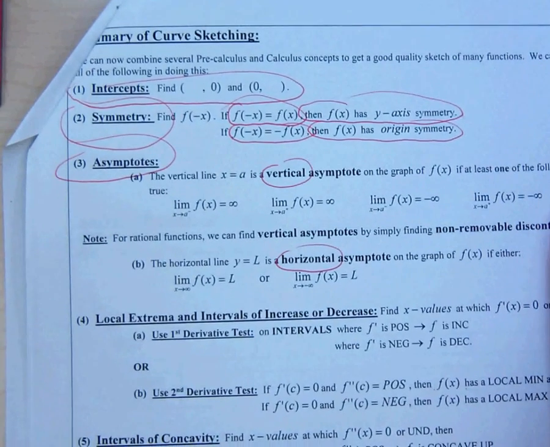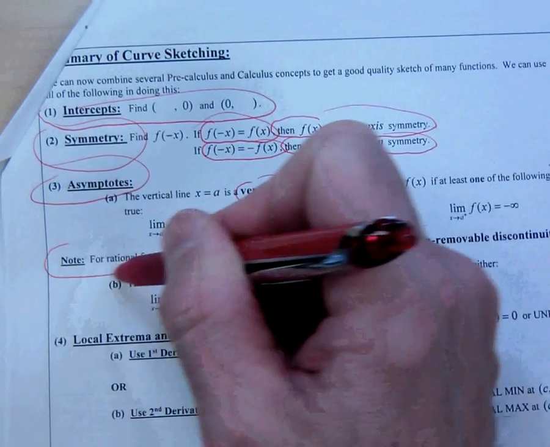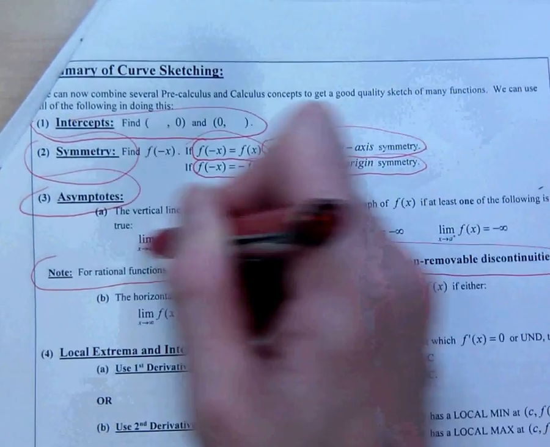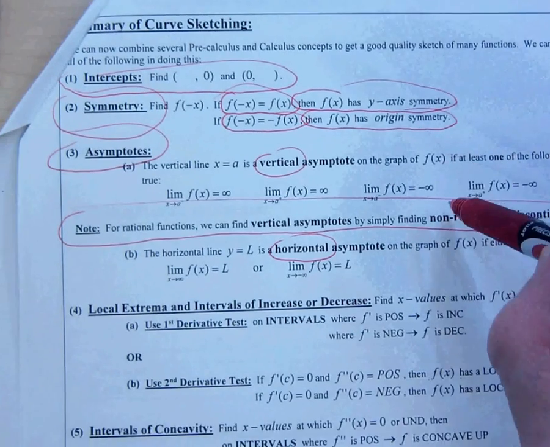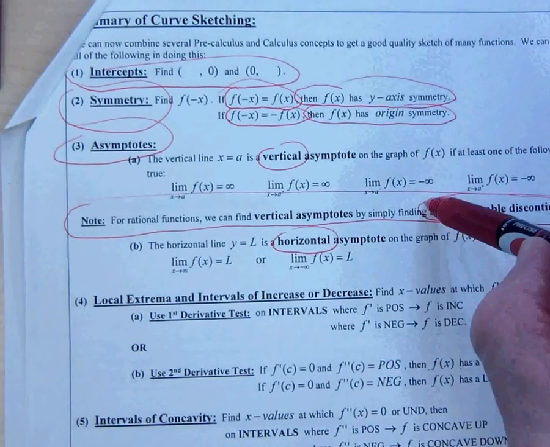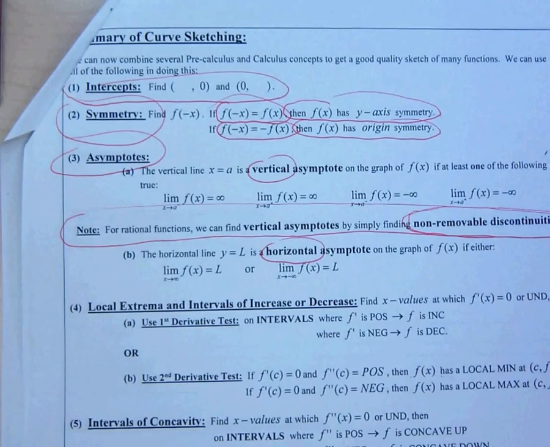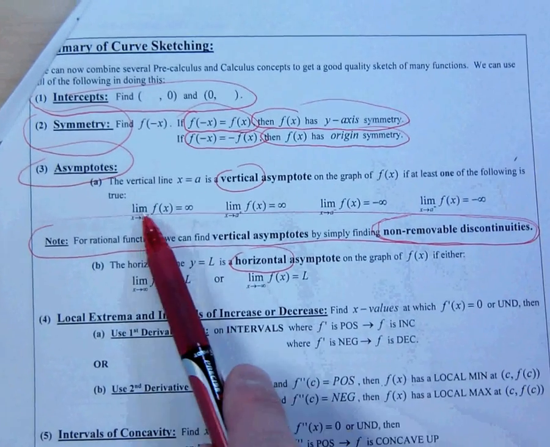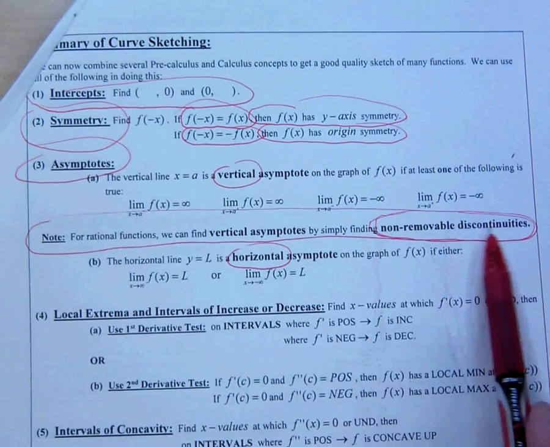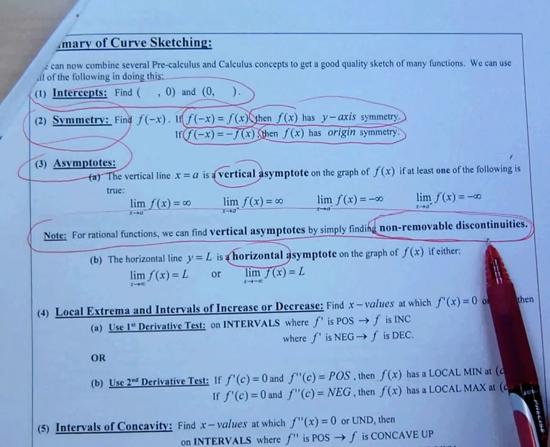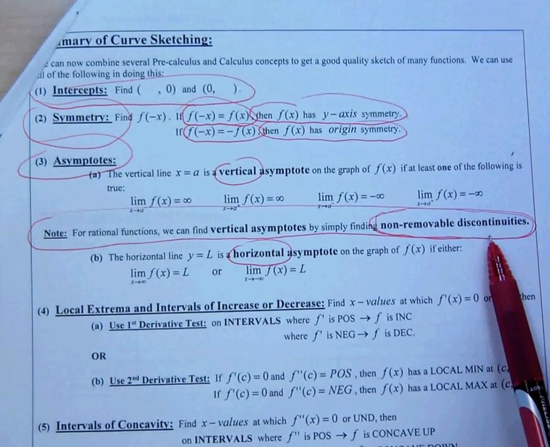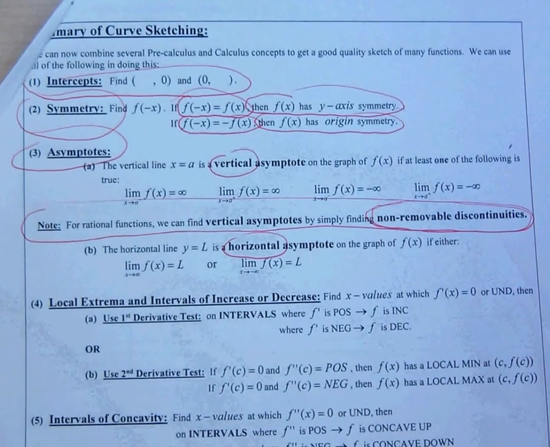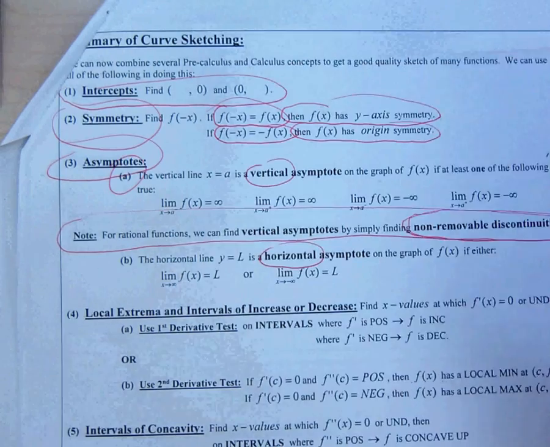Just find the what? For rational functions, we can just find the non-removable discontinuities. Isn't that when you're going to have a vertical asymptote? Right? So instead of actually finding these limits, just find the non-removable discontinuities, and those will be your vertical asymptotes. Following me? Okay. And then how do you find horizontal asymptotes? So that was all on vertical asymptotes.